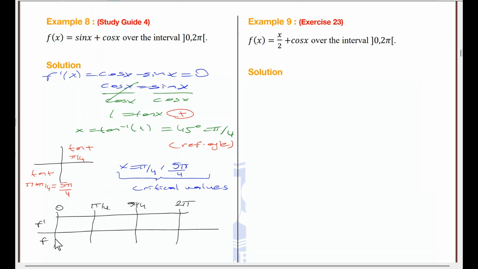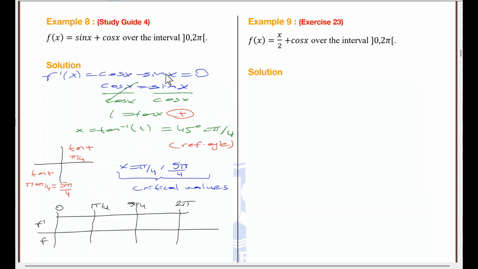Derivative and original function. Alright, so we pick a number from one of the regions. I generally pick a number bigger than 0, a small number like 1. If you put 1 back in the derivative, what happens to the sign? 1 degree, for example.